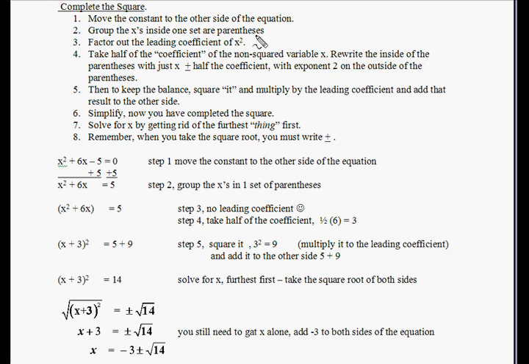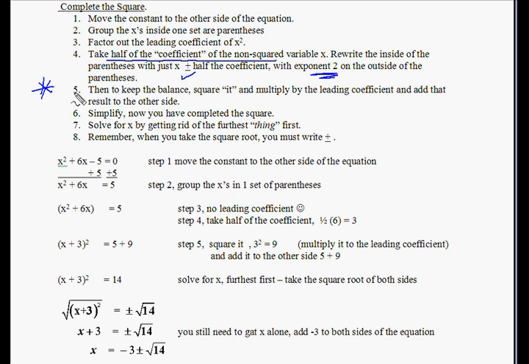Later on, we'll have both x's and y's. We'll factor out the leading coefficient to that squared term. And then, after that, we will take half of the coefficient for the non-squared variable. That gets written inside the parentheses with the x and the appropriate addition or subtraction, whichever was already in the problem. Then we have this exponent 2 on the outside of the parentheses.